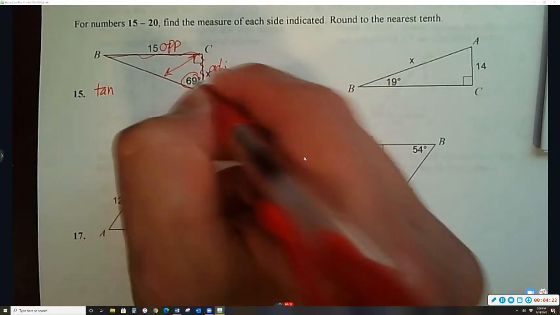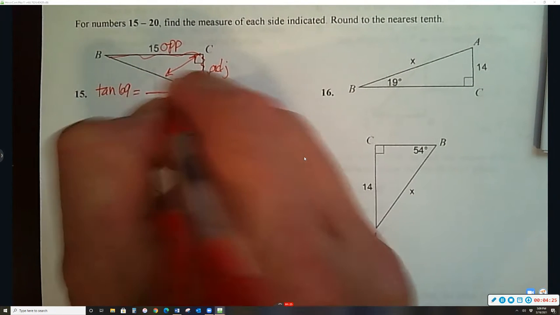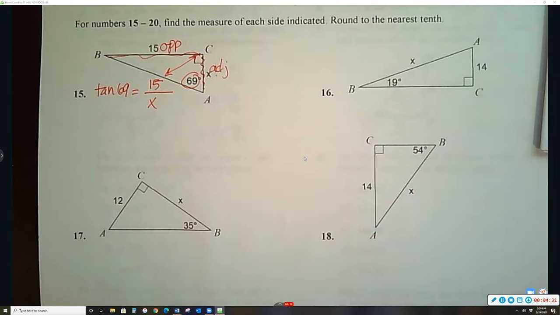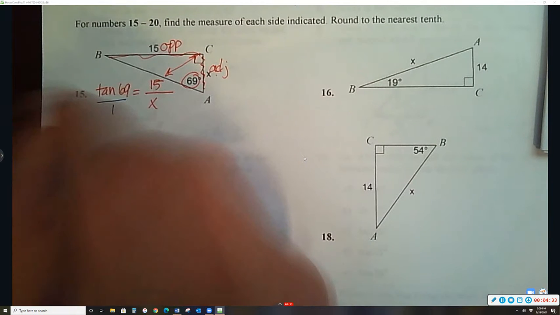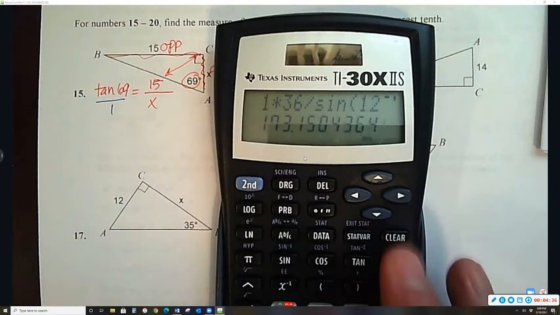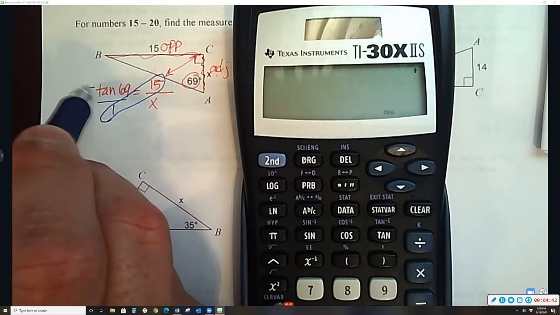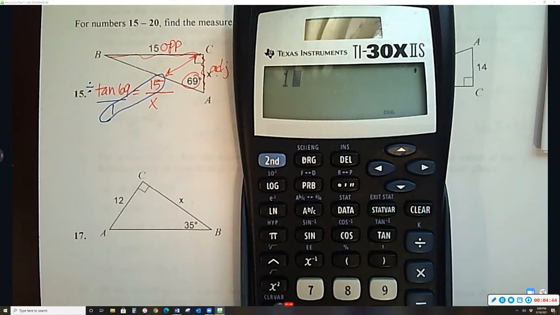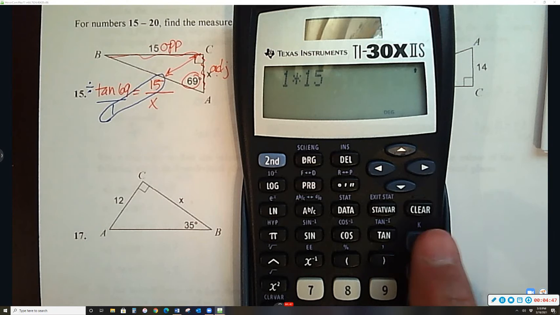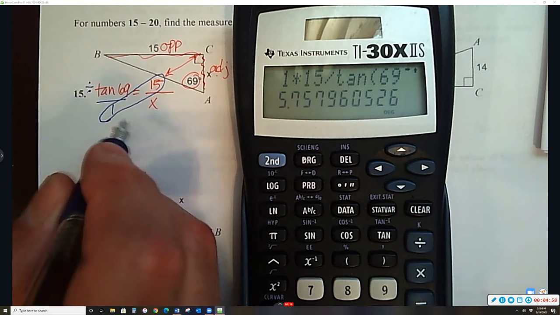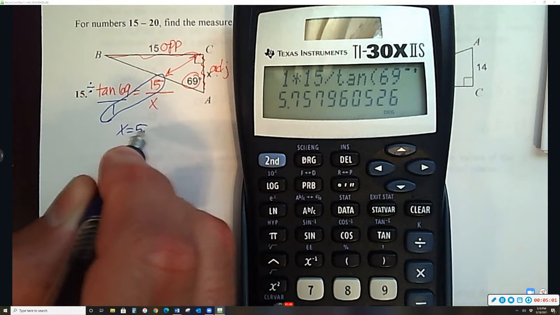So then we know tangent of the angle, 69 degrees, is equal to the ratio opposite over adjacent. Put a 1 under it and cross multiply, divide by the third number on the outside. So it's 1 times 15 divided by tangent of 69. Close the parentheses, push enter. 5.8. That rounds to 5.8.